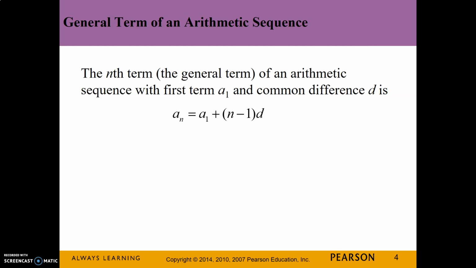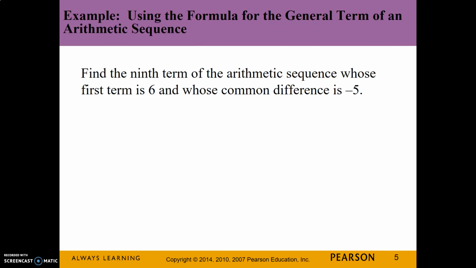So for arithmetic sequences, we have on the screen right now our general term equation. If I want the nth term, I start with the first term plus the common difference times n minus 1. And again, n is the specific term in the sequence I would look for. So if I wanted the 20th term, n would be 20, so I would add the common difference times 19 plus whatever that first term is. So let's work through an example with this.